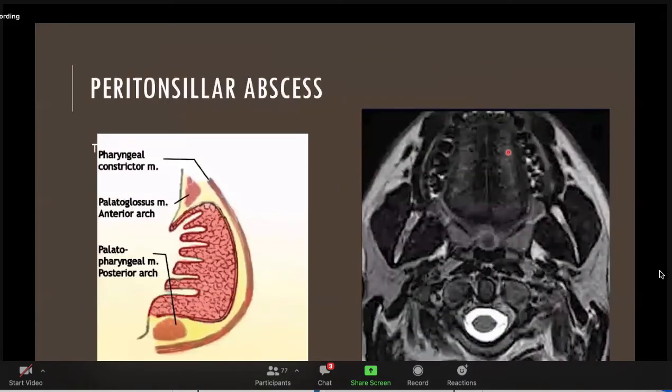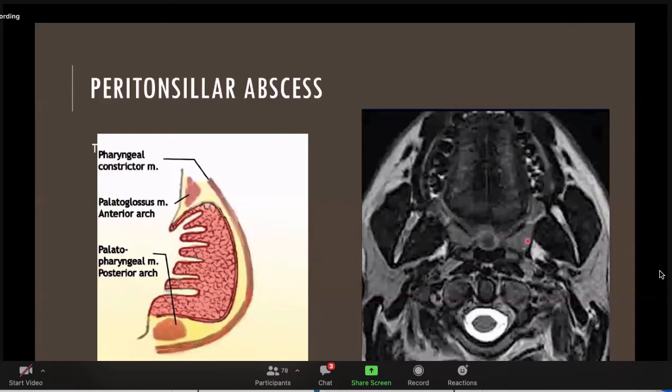On this note, let's discuss briefly the tonsillar anatomy. The palatine tonsil is located in the tonsillar fossa. Here we can see that the palatine tonsil is enclosed within a well-defined capsule. Anteriorly, forming the anterior pillar is the palatoglossus muscle, and posteriorly, forming the posterior pillar is the palatopharyngeal muscle. Laterally, we have the pharyngeal constrictor muscle, and the peritonsillar space is the space in between the pharyngeal constrictor muscle and the tonsillar capsule.